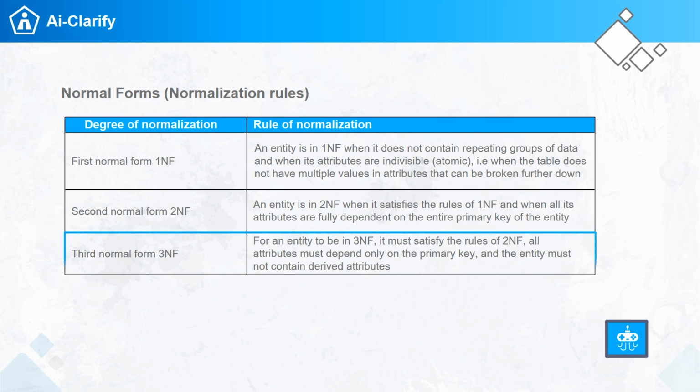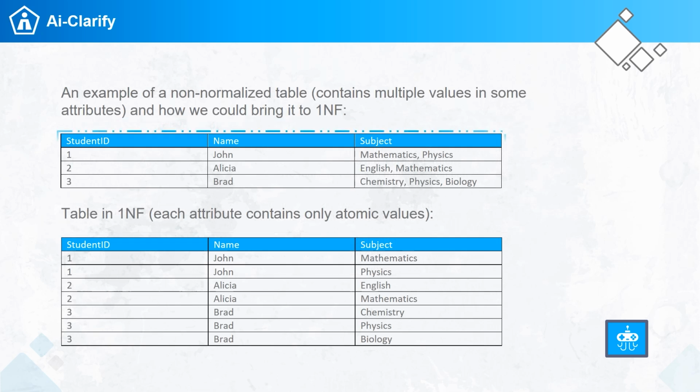And for an entity to be in third normal form, or 3NF, it must satisfy the rules of first and second normal forms, and all its attributes must depend only on the primary key. Also, the entity must not contain derived attributes. Here is an example of how a non-normalized table might look, and how we could bring it to 1NF.